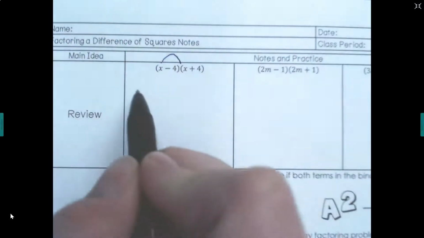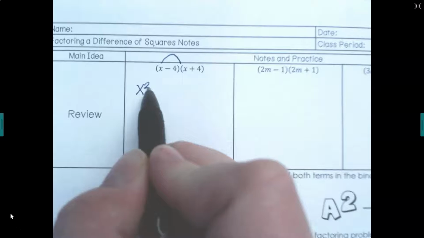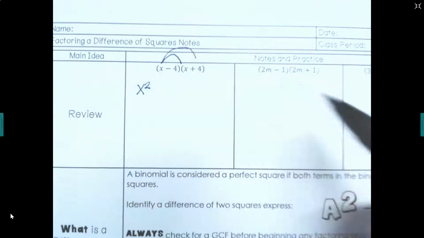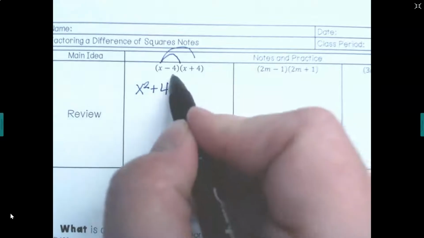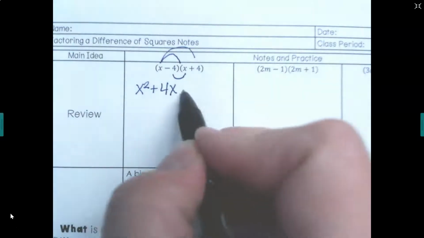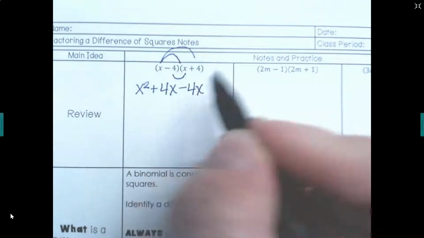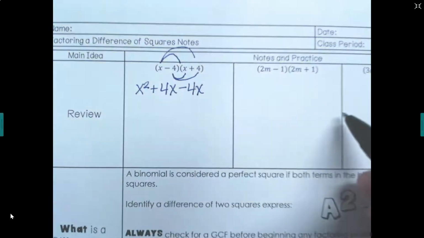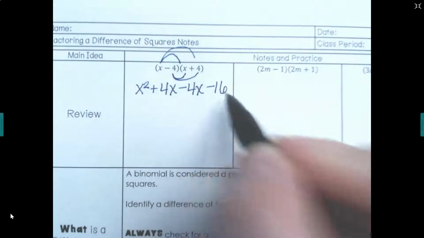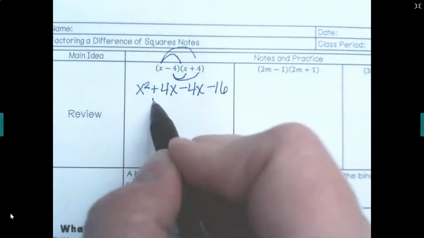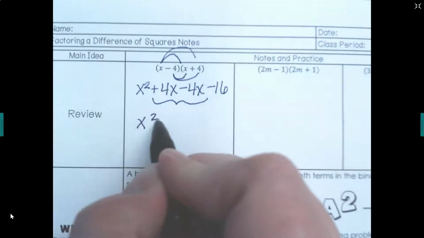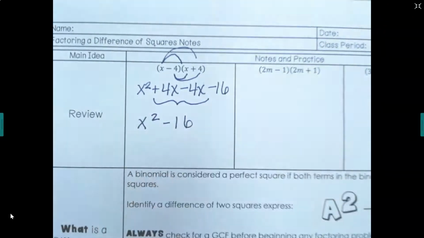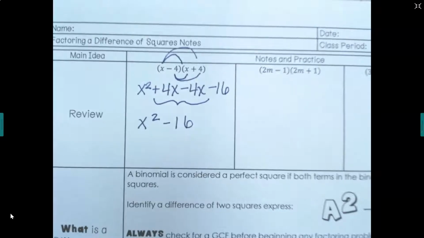Okay, so if we have x times x, that would give us x squared. X times positive 4 is a positive 4x. Negative 4 times x is negative 4x. And negative 4 times positive 4 will give us negative 16. When I combine my like terms in the middle, I end up with x squared minus 16. Okay, let's try another one.